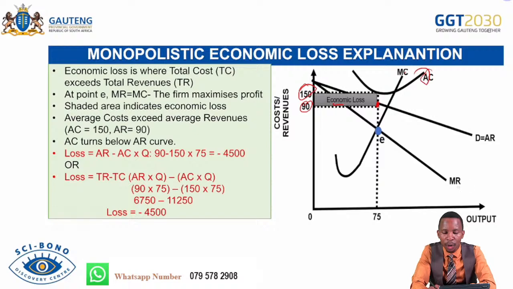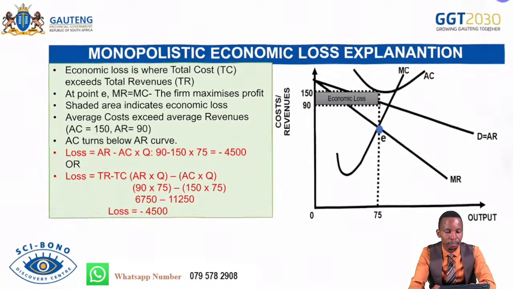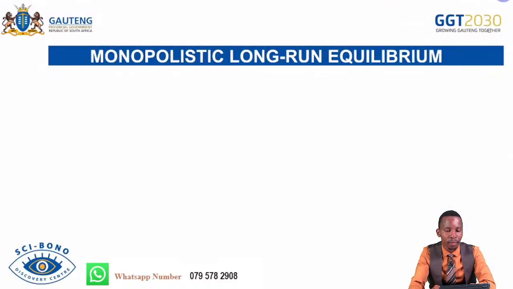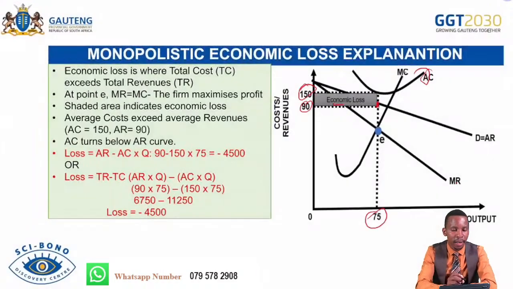This point where MC equals MR, point E, indicates equilibrium. We call this one the profit maximization point. And 75 is also known as the profit maximization output. And then let's see the explanation. Economic loss is where total cost exceeds total revenues.